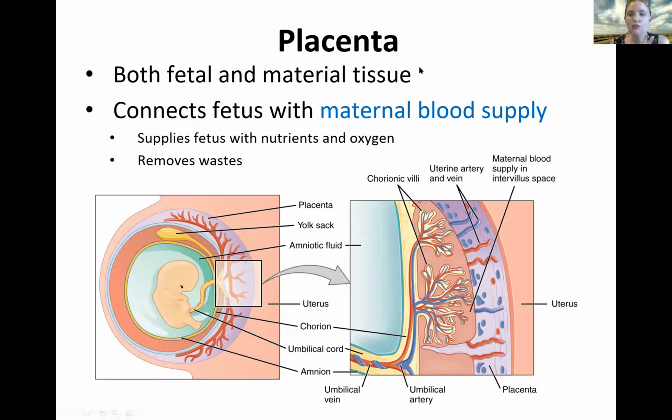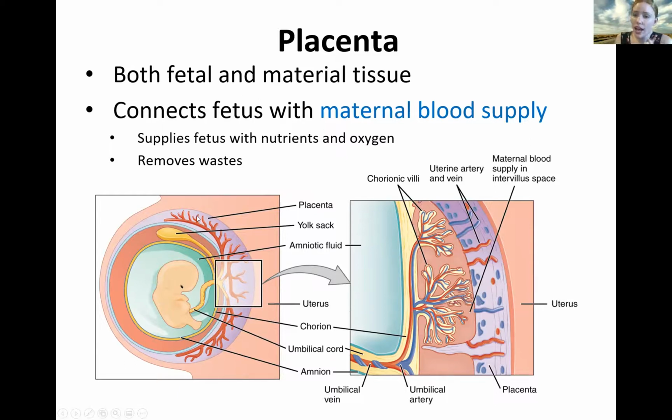So the major function of the placenta basically just acts as the blood supply for the fetus, right? So it provides nutrients and oxygen. It also takes away waste products like urea, as well as carbon dioxide. Okay, so it's mostly the blood supply.